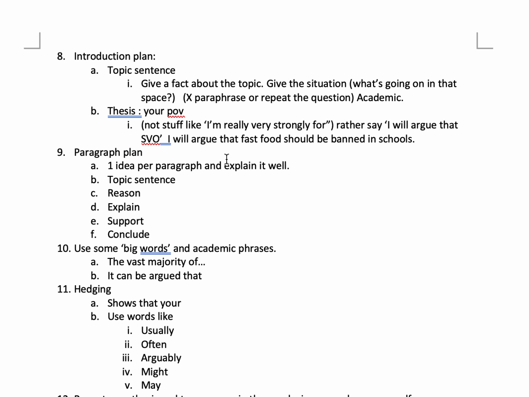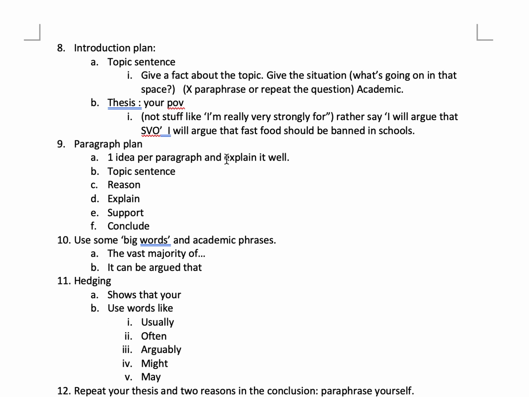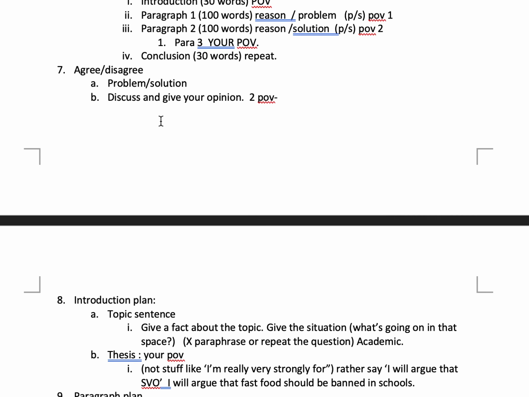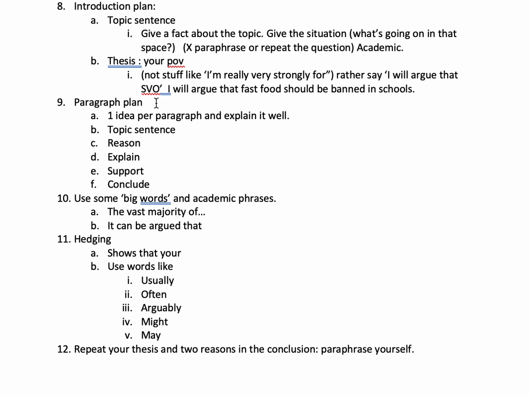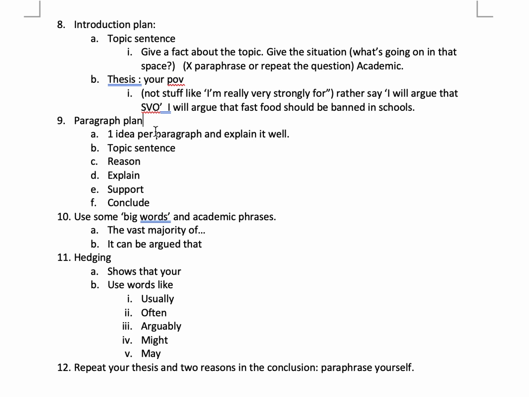So far so good. You have your idea, you have your plan here, right? You've got your plan. When you do your plan, you will know what your point of view is, you will know your reasons before you write anything, okay? So the paragraph plan is going to look like this.